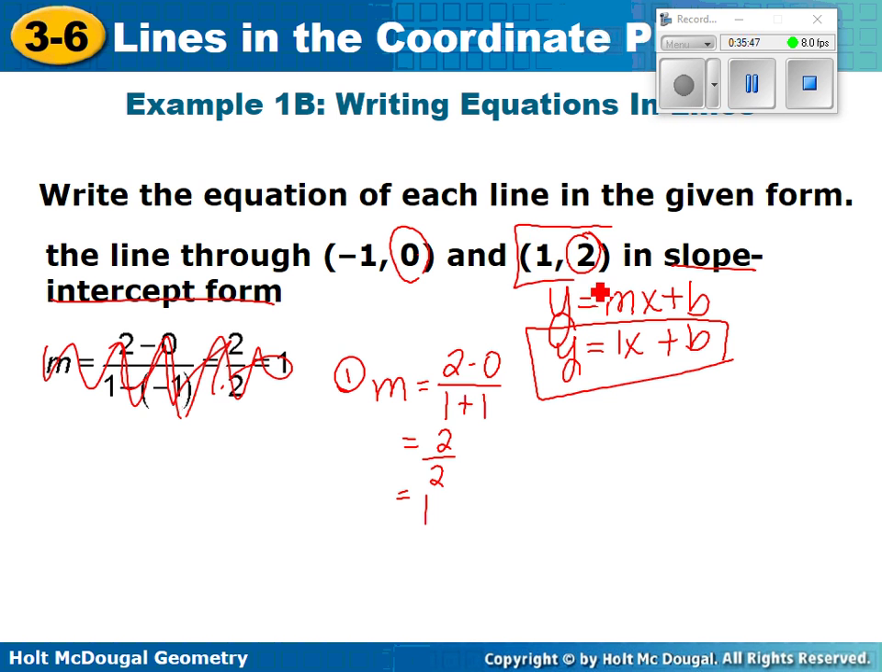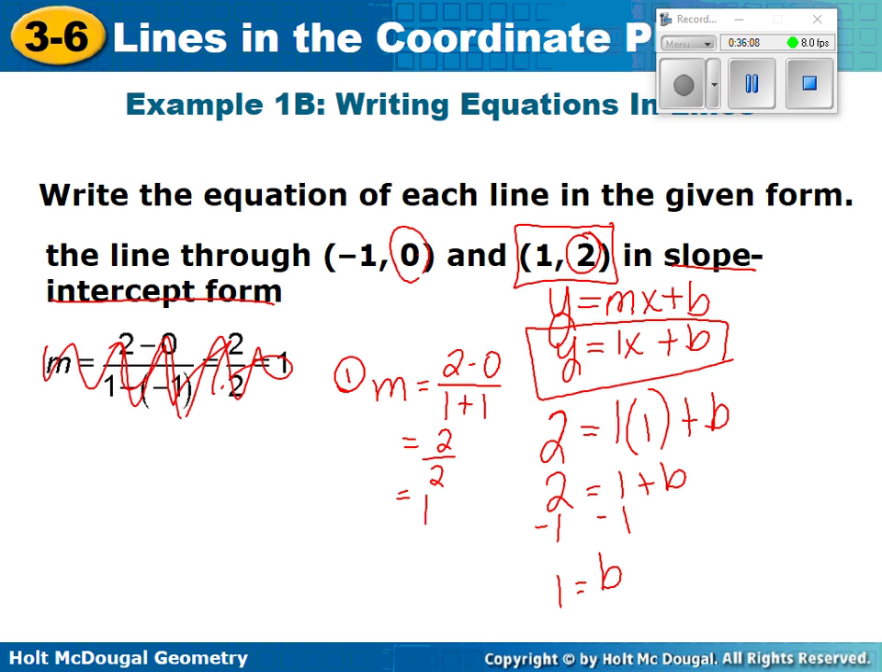So what do you want to use? Okay, I heard the second. So 1, 2. So that means what's going to go in for the variable y? 2 equals 1 times what's going in for x? 1 plus b. What's 1 times 1? 1. What do we do to solve for b? Minus 1. So what is b? 1.